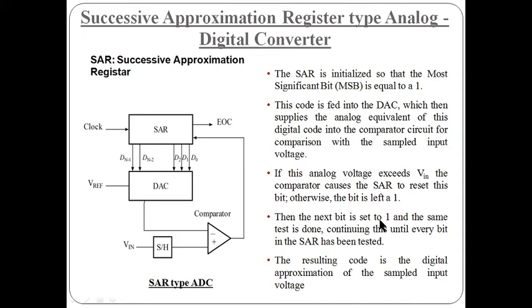Then the next bit is set to 1 and the same test is done continuously until every bit in the SAR has been tested. How the SAR is going to test all the bits, I will show you in the next slide, or as today's lecture proceeds, you will get this on your own. The resulting code is the digital approximation of the sample input voltage. Actually, after the MSB, each and every bit inside the SAR is going to be tested, and we get a resulting code which is the digital approximation of the sampled input voltage.